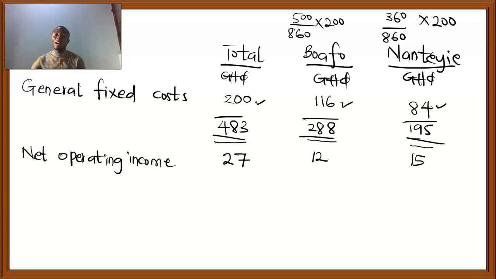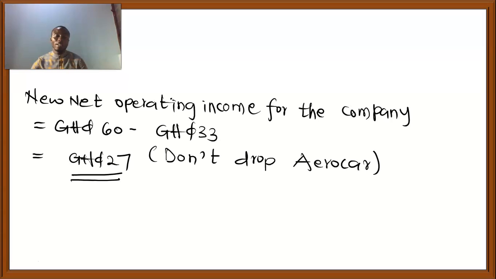So when we reprepare the financial statements, excluding the product line we are dropping, we have a total net operating income of 27. Remember earlier we had a total net operating income of 60. That is when Eruka was not dropped. When Eruka was part of the business, we had a net operating income of 60. And now after dropping it, the company is going to have a net operating income of 27. This 27 agrees with the 27 we had here. So you can use either approach to solve this particular question.